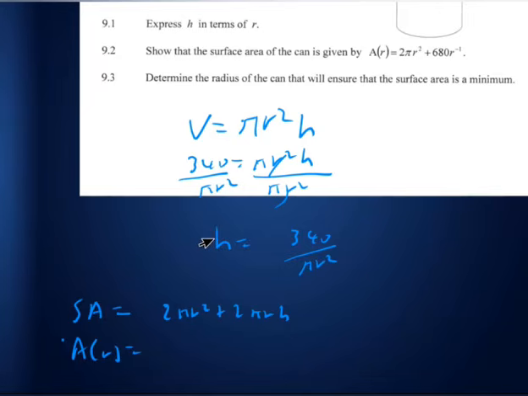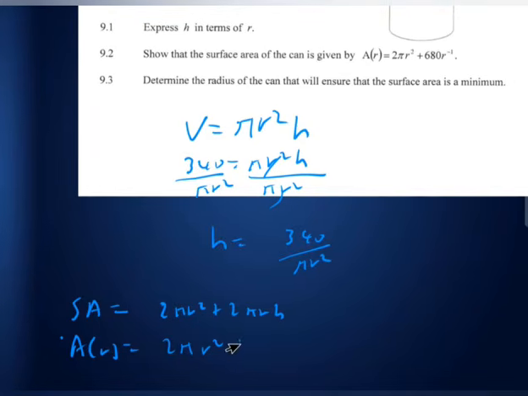So once we have made that thing the subject, we can now substitute it into the equation for surface area. So here it's just 2 pi, and pi is not a variable, right? It's a constant, 3.14159 or something like that. So that is pi, right? It's a constant. It's not a variable. So r squared is a variable, but we want it to be in terms of r.